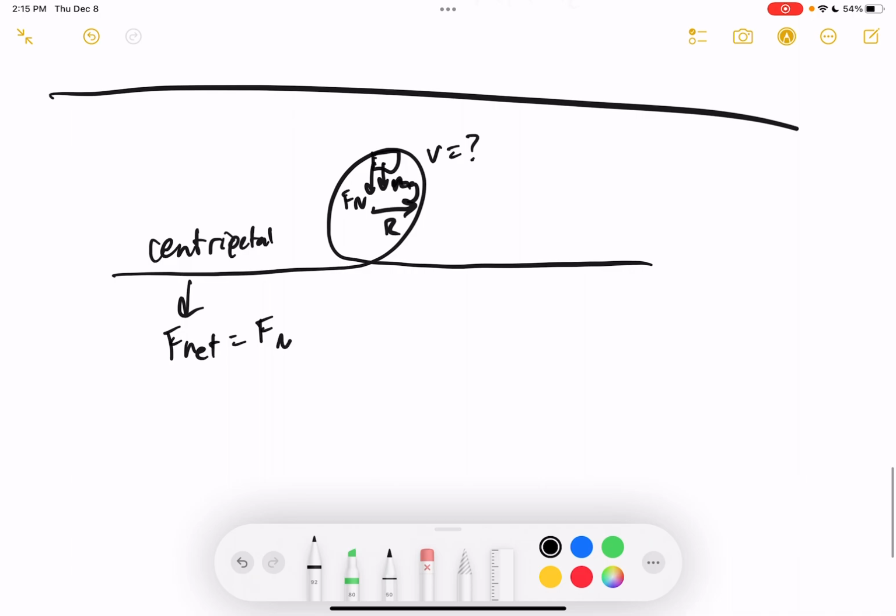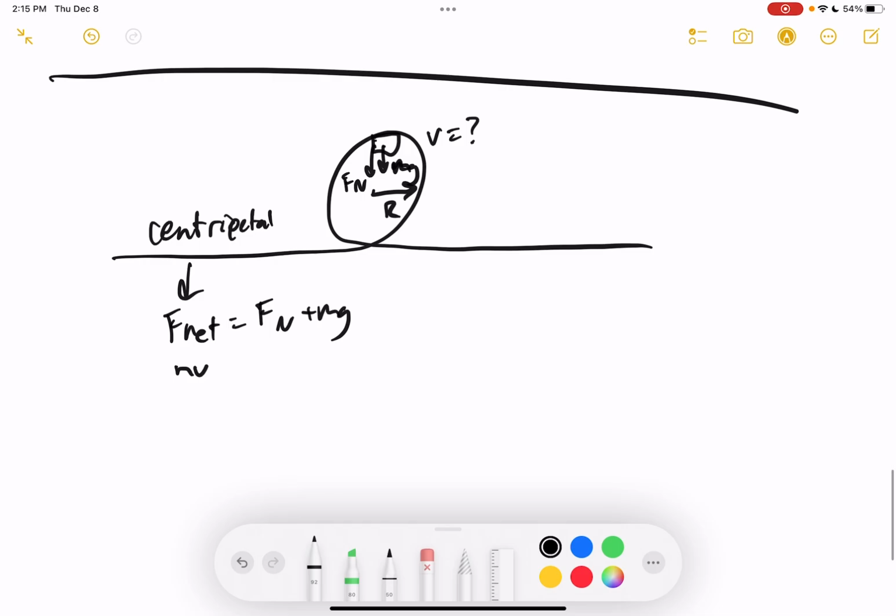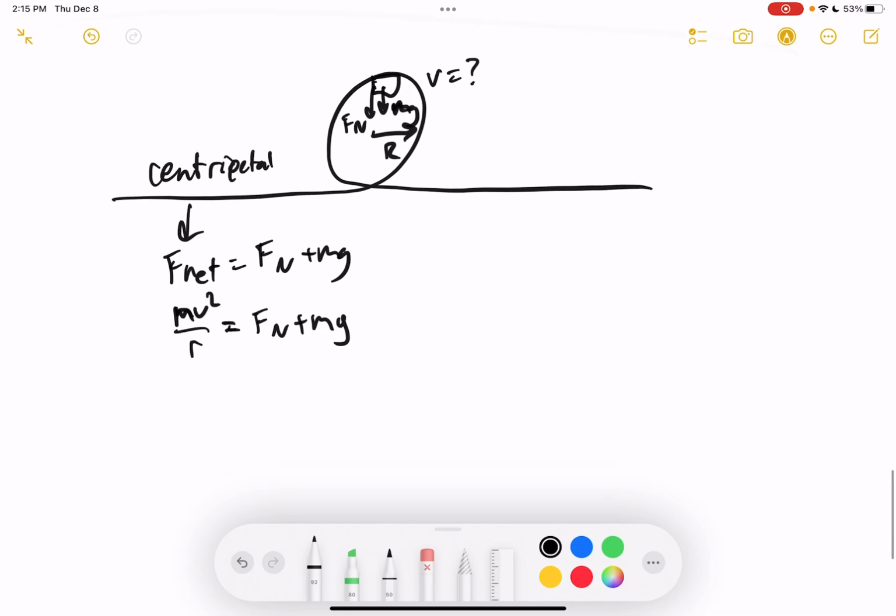Okay, so I have Fn plus mg, and then let's go ahead and plug in for Fnet. So I have mv squared over r. Remember, that's my formula. You can find that on your formula sheet for the centripetal Fnet. And then I have Fn plus mg. Okay, now the question is, I want to make my velocity as small as possible. Okay, I can't change m, I can't change r, I can't change g. So there's only one thing that I can change that could potentially make that velocity smaller.